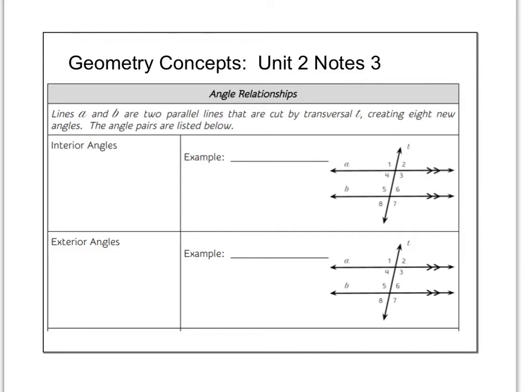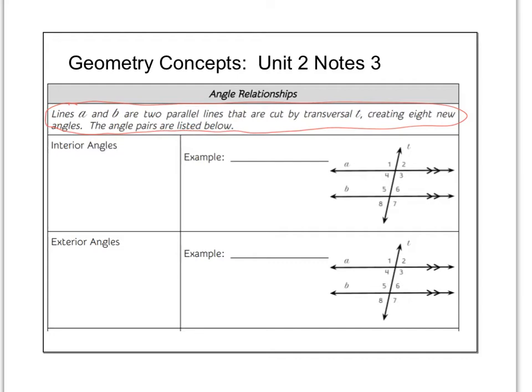Today we are going to do Unit 2, Notes 3, and we're going to talk about all different kinds of angles that are formed when you have two lines cut by a transversal. So if we look right up here, it says lines A and B are two parallel lines that are cut by a transversal, T, creating 8 new angles. And the angle pairs are listed below. We're going to talk about the different angle pairs.